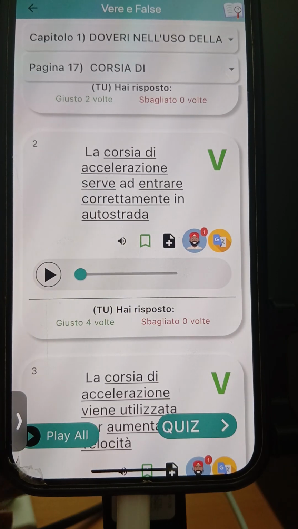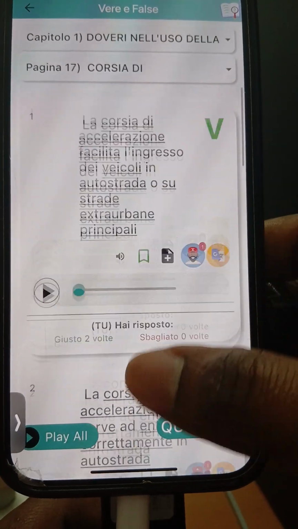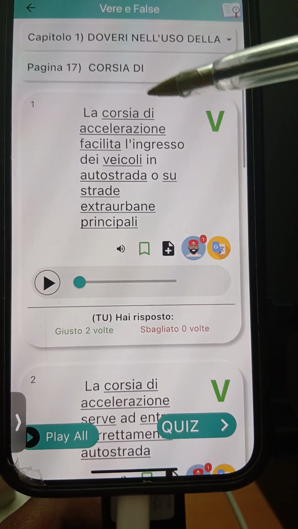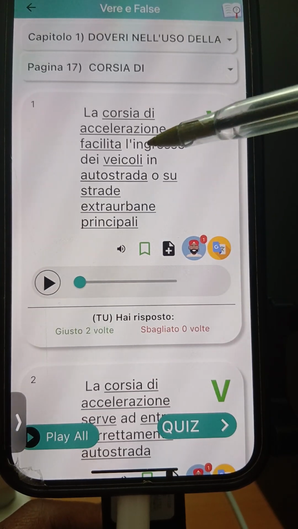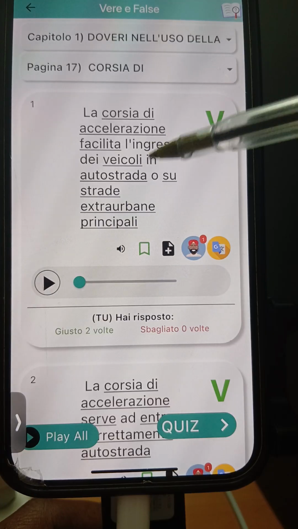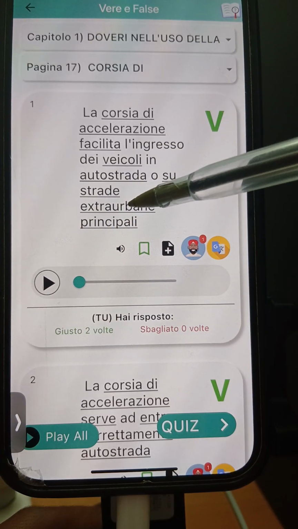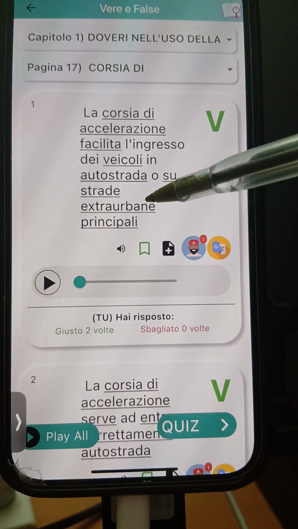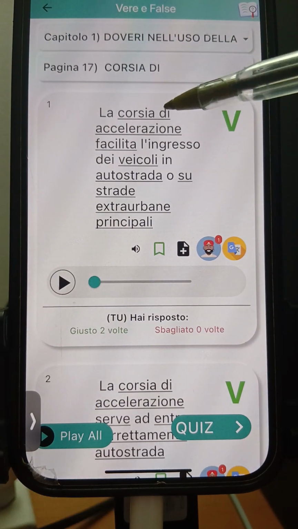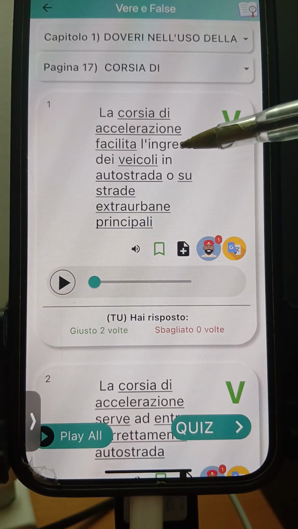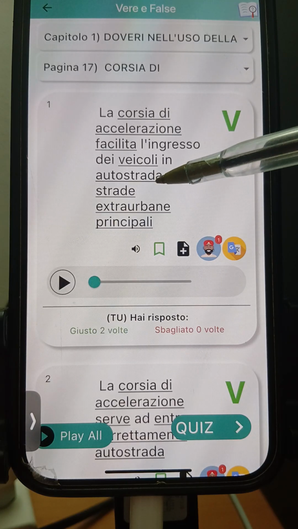That is the use of what? Corsia di accelerazione. Let me come again. La corsia di accelerazione facilita l'ingresso di veicoli in autostrada o su strada extraurbana principale. Okay? It facilitates the what? The entering of vehicles into highway.